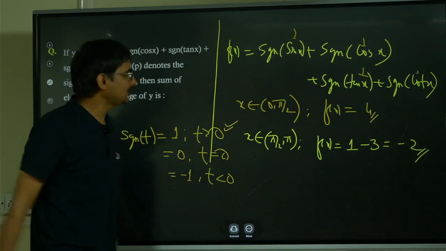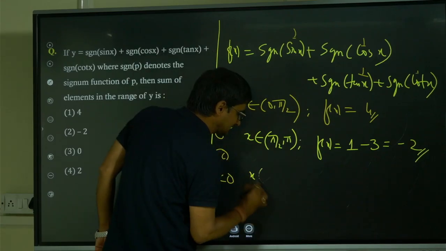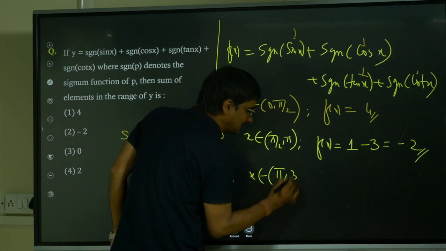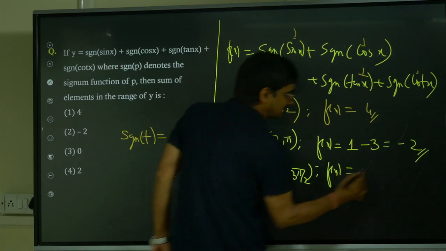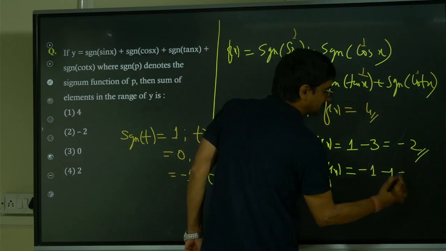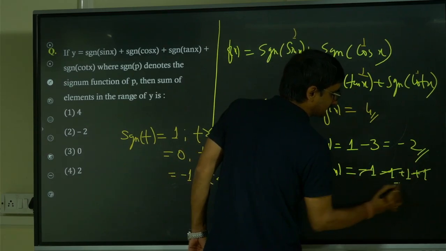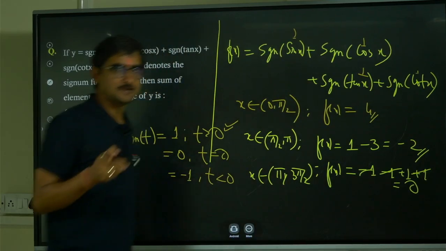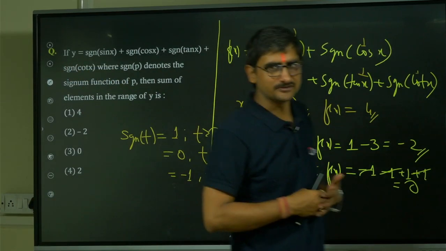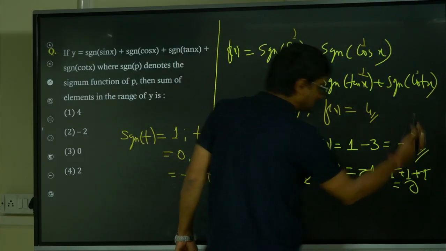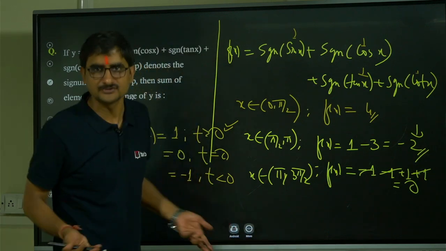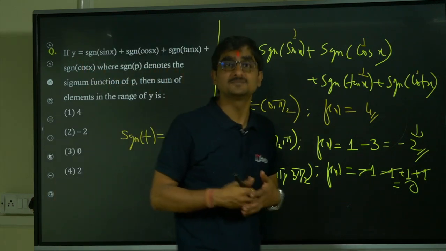Now in the third quadrant, x belongs to pi to 3 pi by 2. Sine and cos are negative, so minus 1 minus 1, cot and tan are positive, so plus 1 plus 1, and that's 0. In the fourth quadrant, cos is positive, the remaining 3 are negative. So in that case also we will get minus 2. So that's it. There is no fifth case.